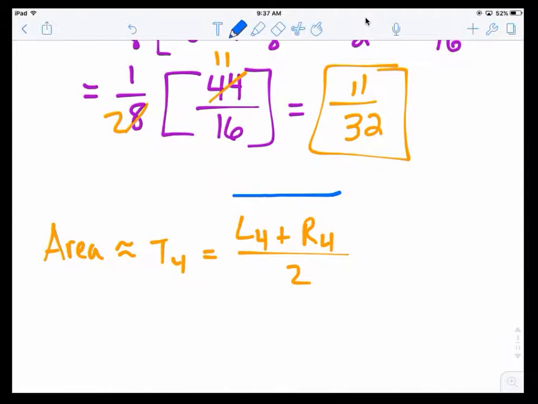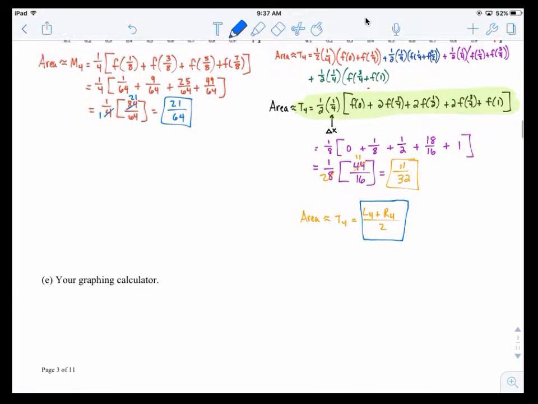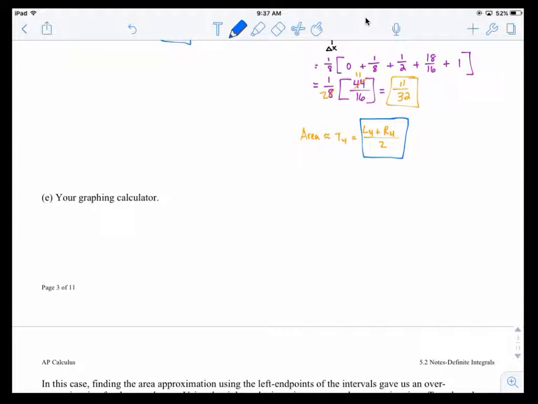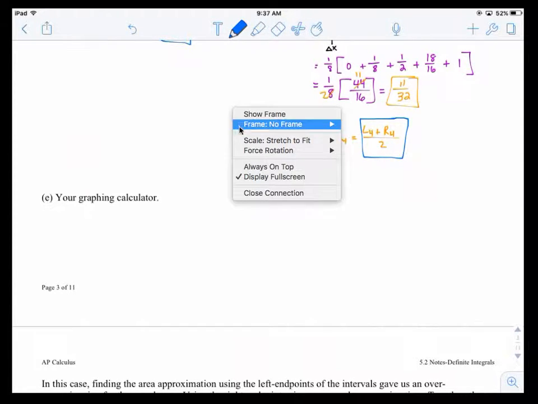So again, if you had a test question and you already had the left and the right, and they were asking you for the trapezoid, instead of having to do the whole thing out, you might be able to take the average of it. It might be able to save you some time. All right, so let's see what the calculator gives us.